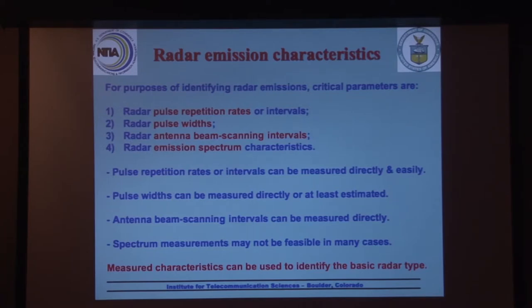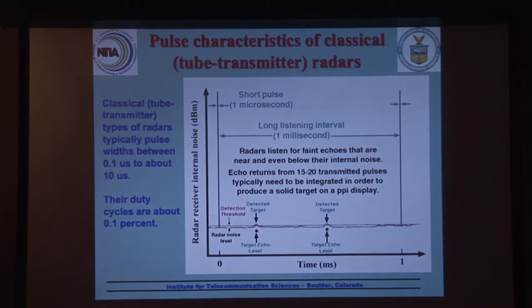radar types. And that's what it all comes down to: if you can get measurements on these characteristics at an Earth station, then you will be able to come a lot closer, and hopefully come dead on, to identifying the particular radar type that's getting into your communication system, the satellite links.